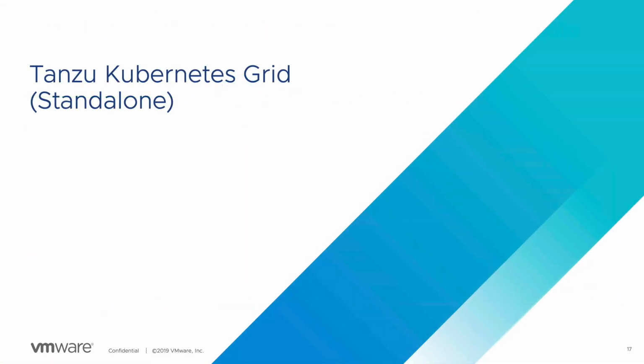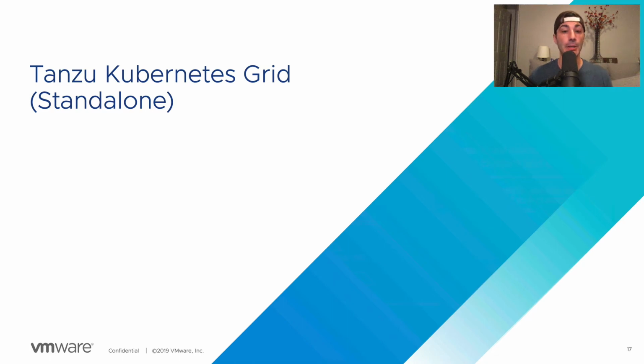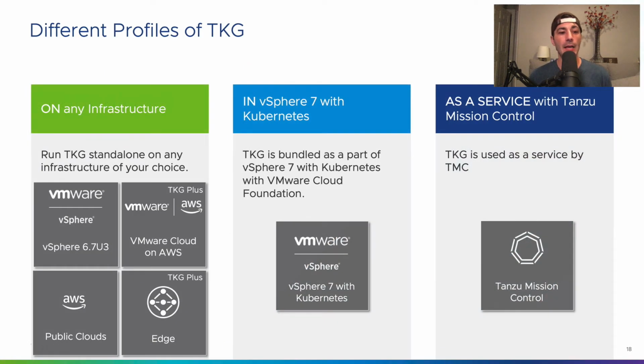So when we look at Tanzu Kubernetes Grid, I'm going to focus on what's called standalone. Standalone means a few different things. First is that we can run it on any infrastructure. That's like the different profiles I just talked about. The left-hand side here is really what I'm going to be looking at, which is running on any infrastructure. It's supported today on vSphere 6.7 Update 3, and also on AWS out of the box. We also have support for VMware Cloud on AWS through VMC, as well as edge deployments through TKG Plus subscriptions and offerings, which I'll talk about a little bit later.